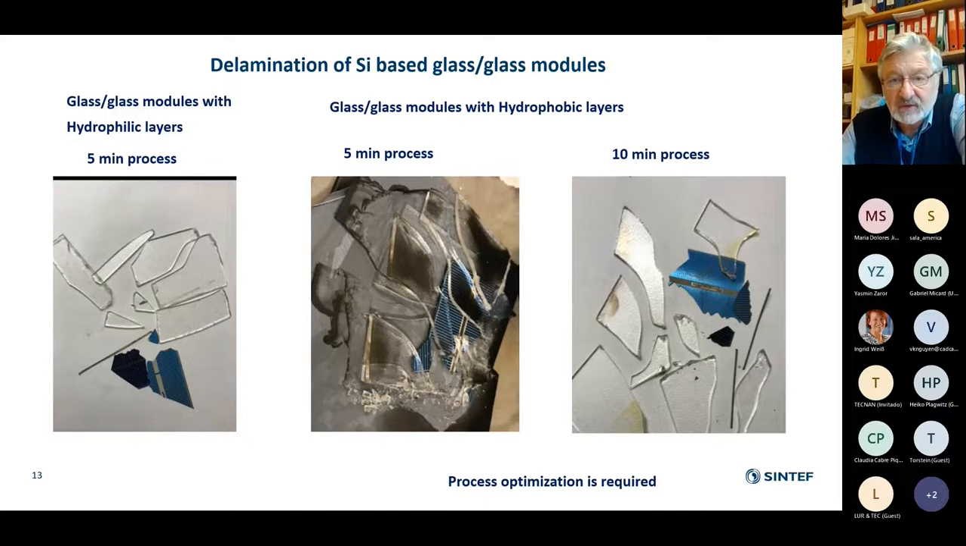But in the case of hydrophilic layers, we have seen a lot of traces, presumably related to incorporation of carbon. But as soon as we kept the combustion process a bit longer, or the heating process a bit longer, 10 minutes, then we observed dramatic cleaning of such contaminations. So which means that in principle, if we continue, most probably we can fully clean this extracted glass from traces of carbon.